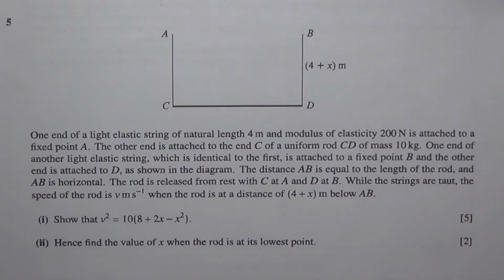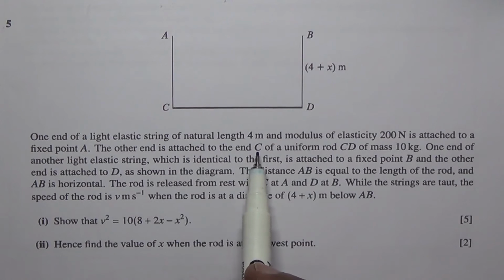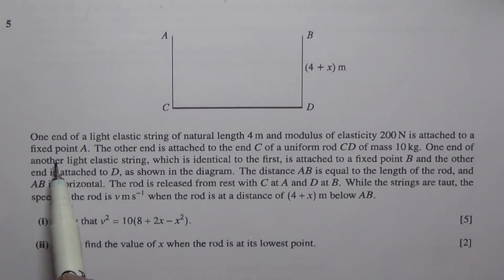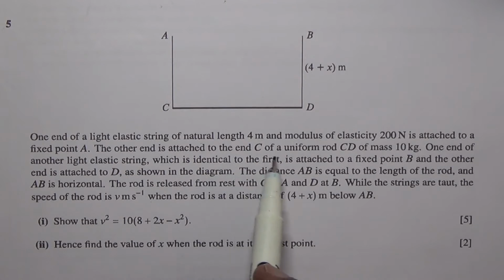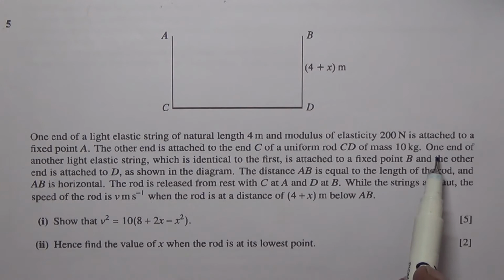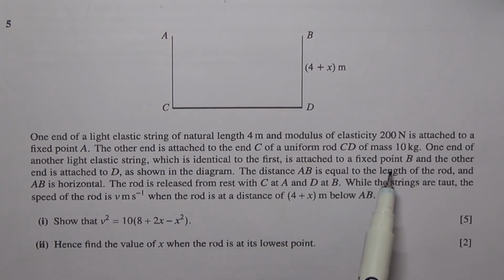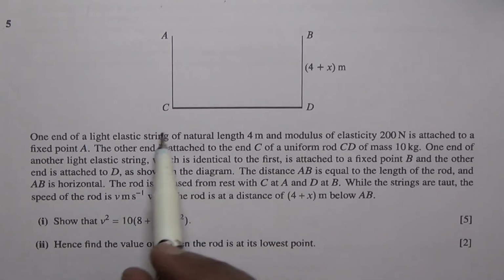Hi, question number 5. One end of a light elastic string of natural length 4 meters and modulus of elasticity 200 newtons is attached to a fixed point A. The other end is attached to the end C of a uniform rod CD of mass 10 kilograms. One end of another light elastic string, which is identical to the first, is attached to a fixed point B, and the other end is attached to D, as shown in the diagram.